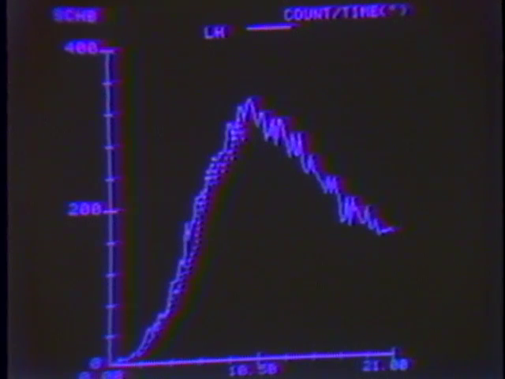Now this is the blood flow to the left side of the head, and this is the blood flow to the right side of the head, and as you can see, they are almost exactly the same. And this gives us quantitative evidence that the blood flow to the right side is equal to the blood flow to the left side, and we can say with a good deal of assurance that this patient probably has not had a stroke.